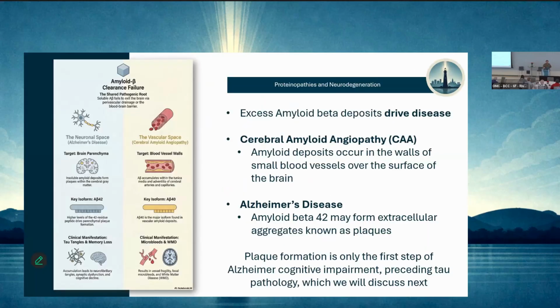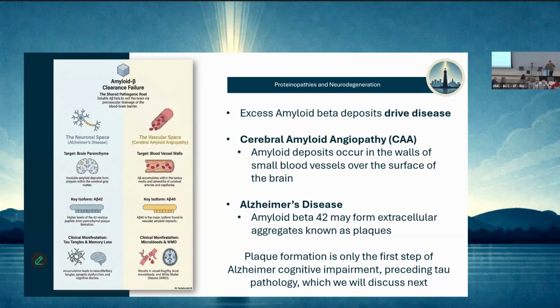So, as I mentioned, amyloid is important in maintenance of the blood-brain barrier. And this is particularly the case in small blood vessels over the surface of the brain. So amyloid accumulation in small blood vessels over the surface of the brain can cause cerebral amyloid angiopathy, which I believe Dr. Tarsia is going to discuss later in the afternoon. But that can cause small bleeds over the surface of the brain.